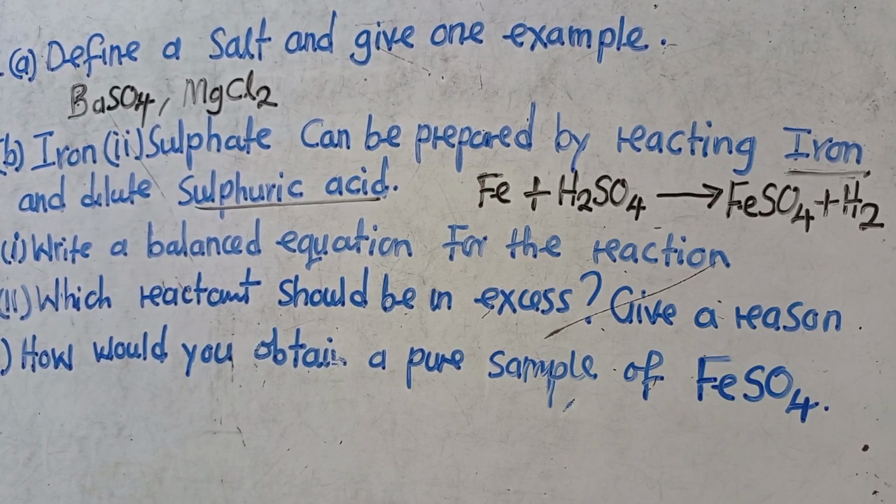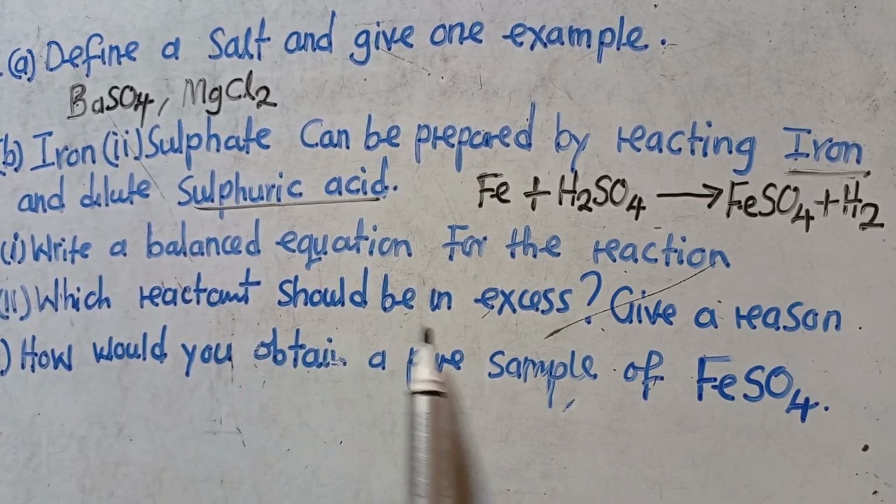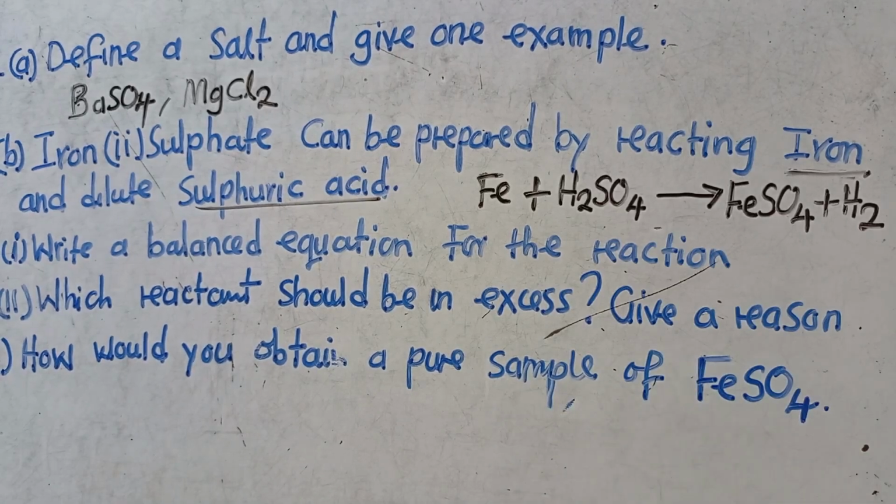Then we move to part 2, which is saying which reactant should be in excess. Give a reason. The reactant that should be in excess is iron. The iron should be in excess because iron(II) sulfate is soluble in sulfuric acid. So the answer here is that the iron should be in excess because iron(II) sulfate is soluble in sulfuric acid. That is the answer.